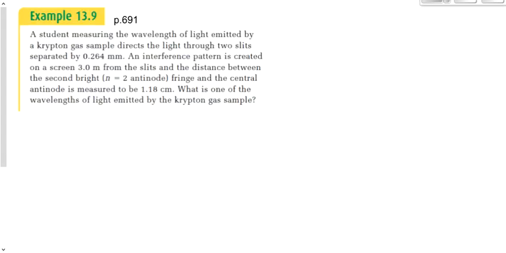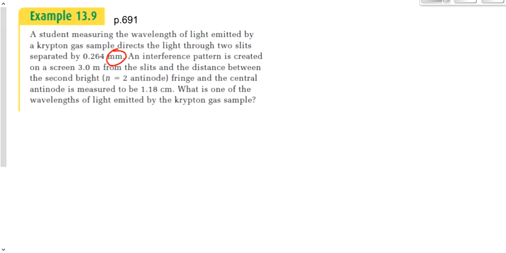Okay, let's take a look at an example here that's based on that equation. 13.9 on page 691 says a student measuring the wavelength of light emitted by krypton gas directs the light through two slits separated by 0.264 millimeters. An interference pattern is created on a screen 3 meters away. Here's the distance. What's one of the wavelengths of light emitted by krypton gas? What are they kind of telling me if we read between the lines there? What is one of the wavelengths? There's more than one. But one wavelength will produce this data. Another wavelength will produce different data.